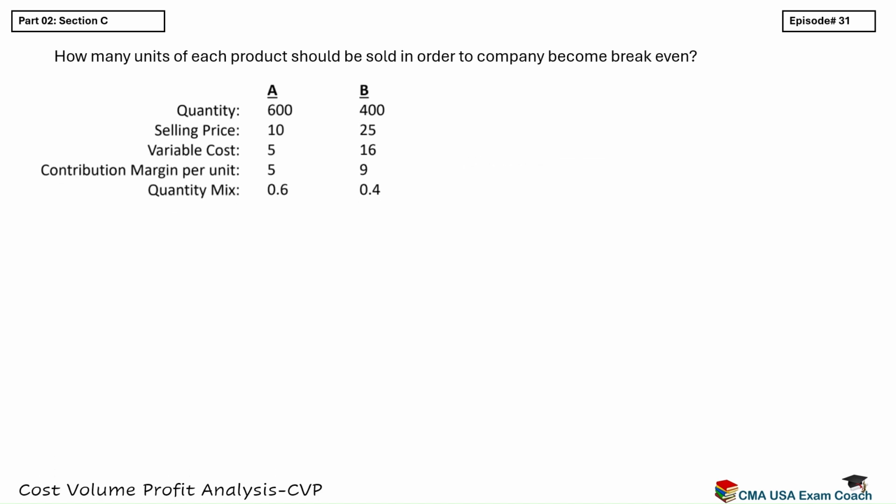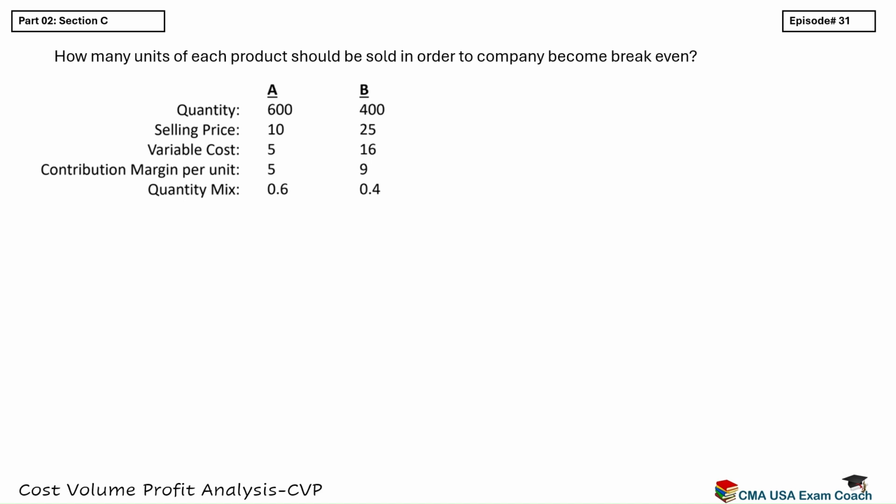We are told that the company sells 2 products, product A and product B. Let's start with the details for product A. Selling price is $10. Variable cost is $5. This means the contribution margin per unit is $5. The quantity mix is 60%, which we can also express as 0.6. Now for product B, selling price is $25. Variable cost is $16. This gives us a contribution margin per unit of $9. The quantity mix is 40%, or 0.4.